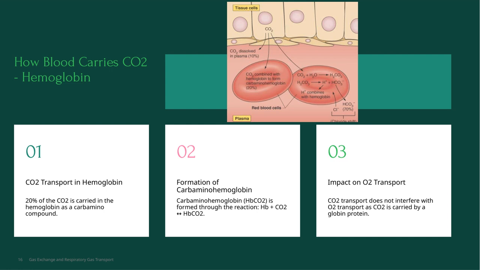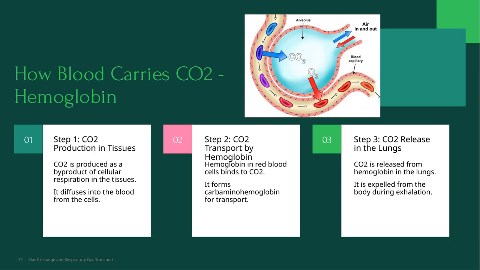overall respiratory function. Now let's look at how blood carries CO2, focusing on the role of hemoglobin. First, in the tissues, CO2 is produced as a waste product of cellular respiration.